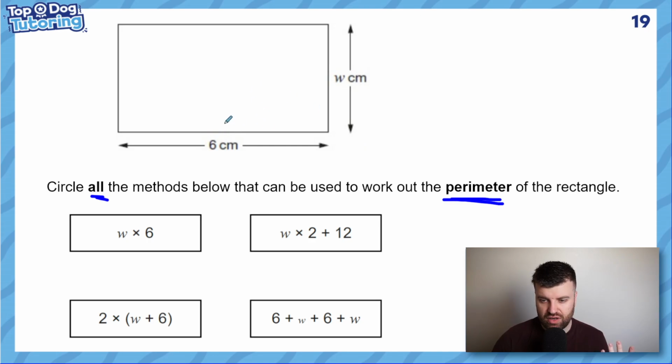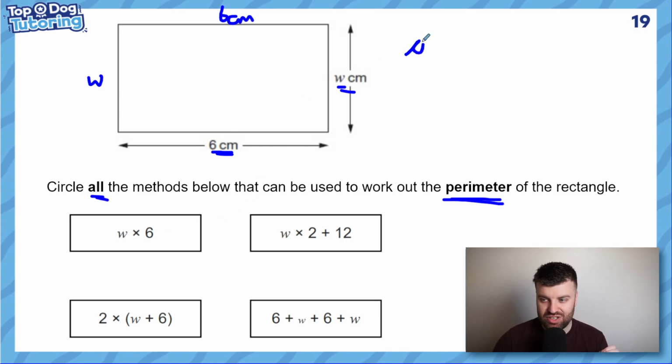So firstly, let's take a look. We have 6 centimeters here. Cool. And we have a W. Now, what I'm going to do, before I even look at the algebra at the bottom, is label the other sides because we know opposite sides of a rectangle are equal, a key fact to understand in perimeter. So whatever W is, that side's W as well. And 6 at the bottom means that there's a 6 at the top. Cool. Now let's take a look at the algebra to see what works. W multiplied by 6. No.